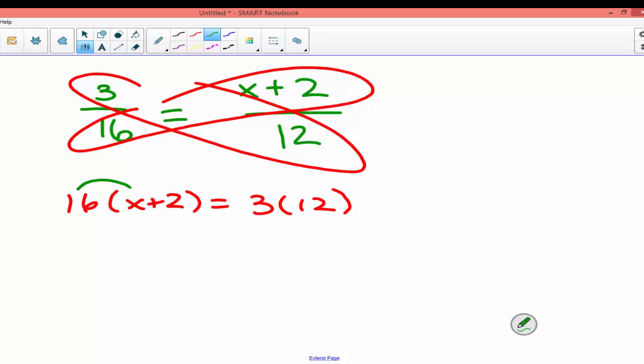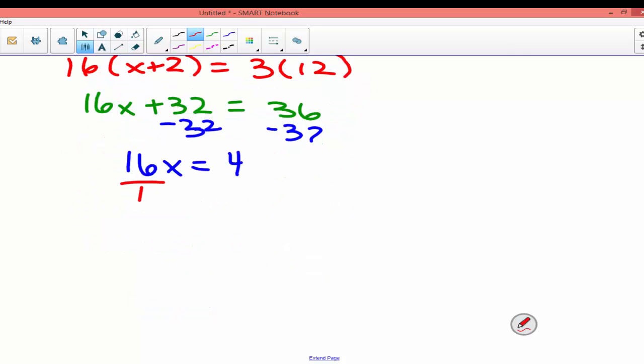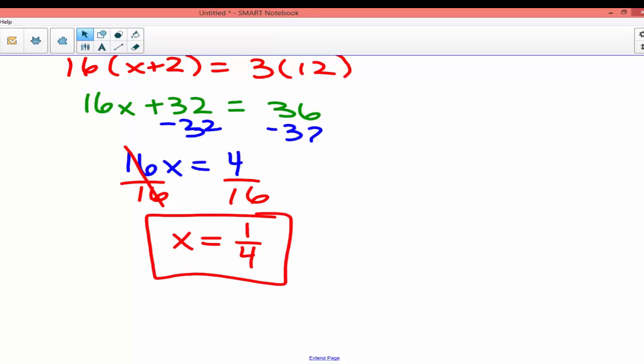Alright, so you would need to distribute this 16. So 16x plus 32 equals 36. You would then need to bring the numbers together. So 16x equals 4. And then your last step would be to divide by 16. And really the best way to leave this answer is a fraction. And there are 4 4s in 16, so 1/4 is the best answer. You could put 0.25, but that's even better.